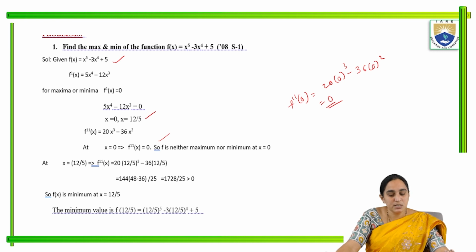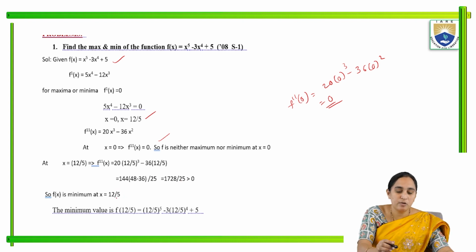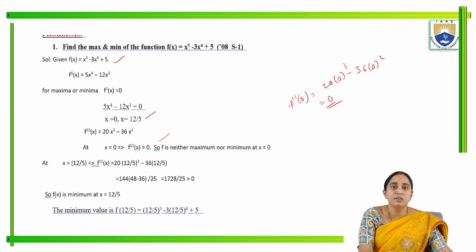Therefore, f of x is minimum at x is equal to 12 by 5. Where the minimum value exists at x is equal to 12 by 5, f double dash of x is greater than 0. Therefore, the minimum value is f of 12 by 5. After getting f double dash of x greater than 0, where that condition is satisfied at x is equal to 12 by 5, we have to substitute 12 by 5 in the given function f of x. That is the minimum value of the function.